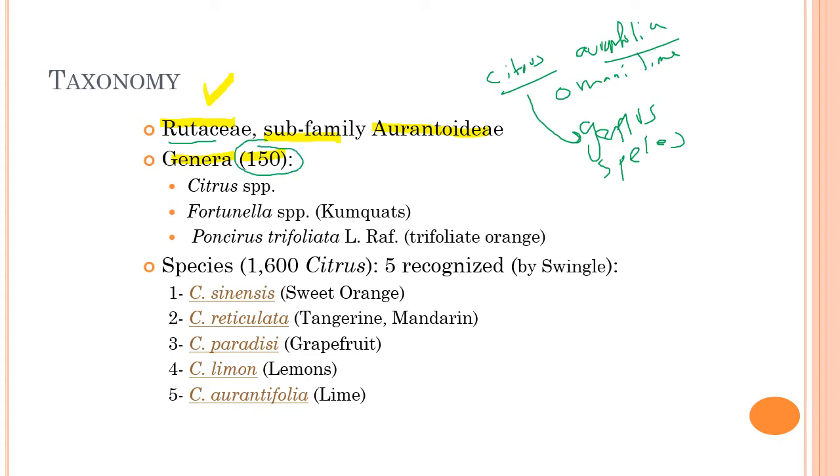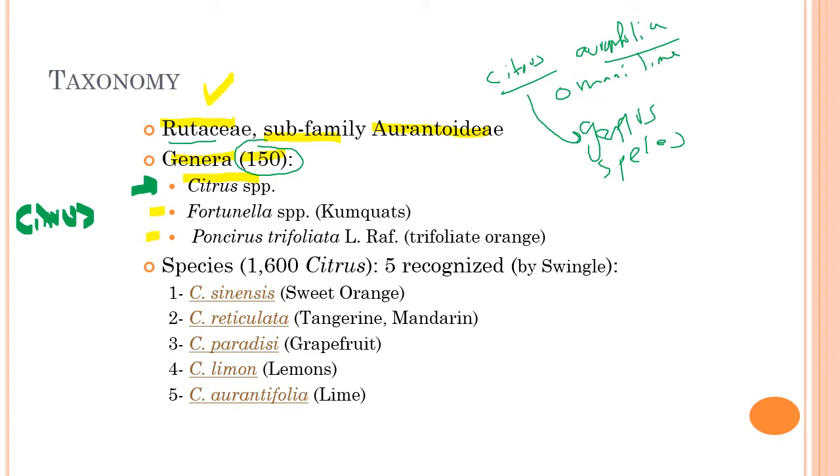The most important one in this group is called citrus, as you know already, because we are talking about citrus. That's why it is very important. All kinds of species belong to the genus citrus. There are, however, two other genera in the Rutaceae family that are not really citrus, but they are grouped under citrus. Even though they don't belong to the citrus genus, they are still called citrus.